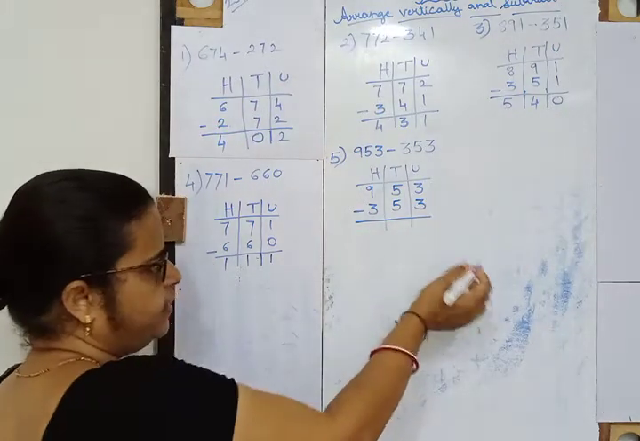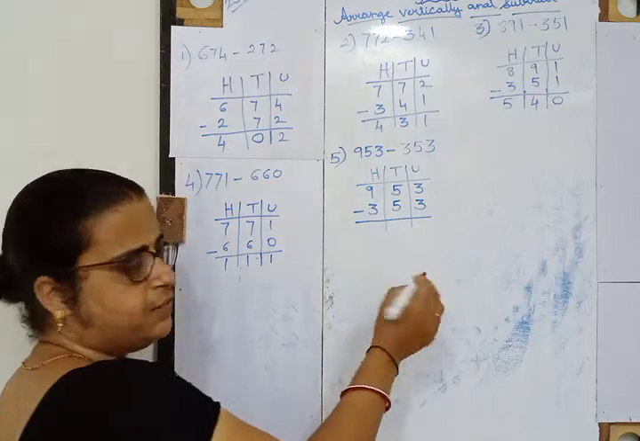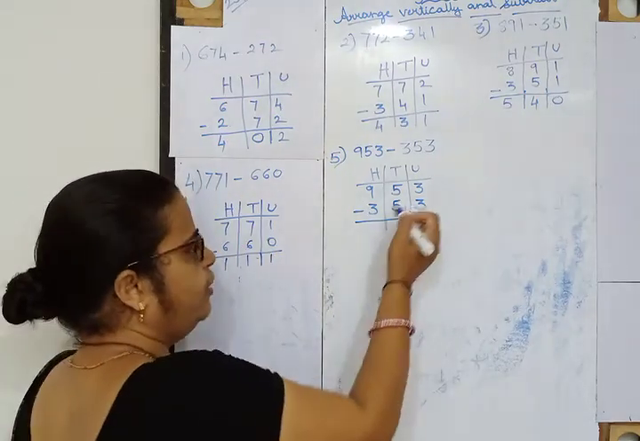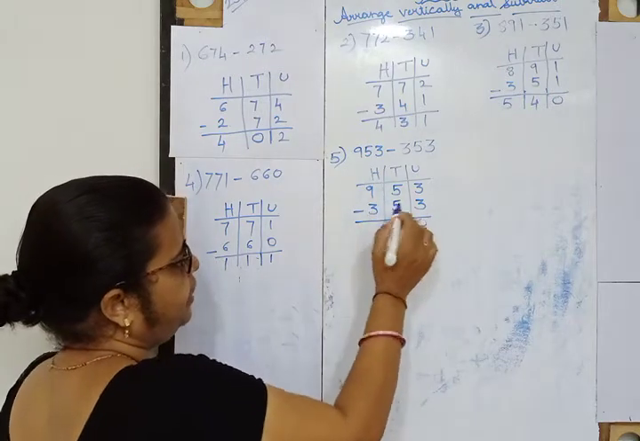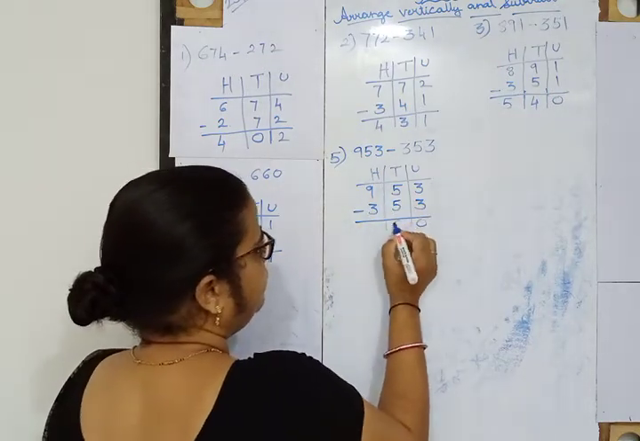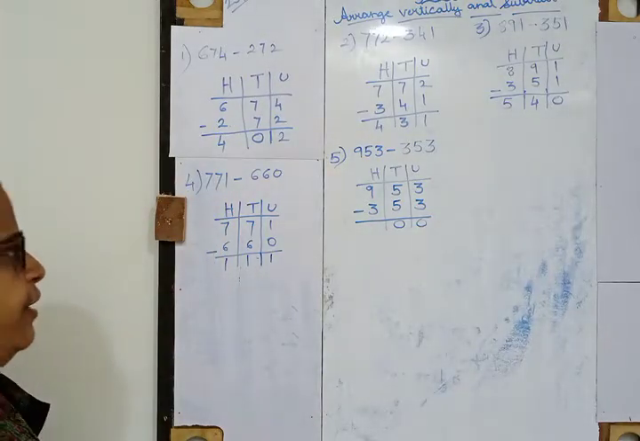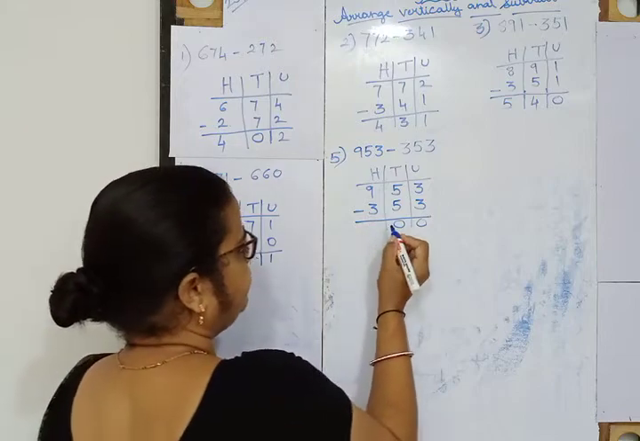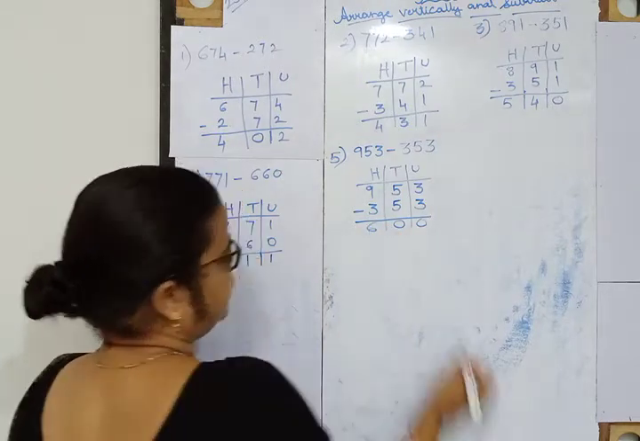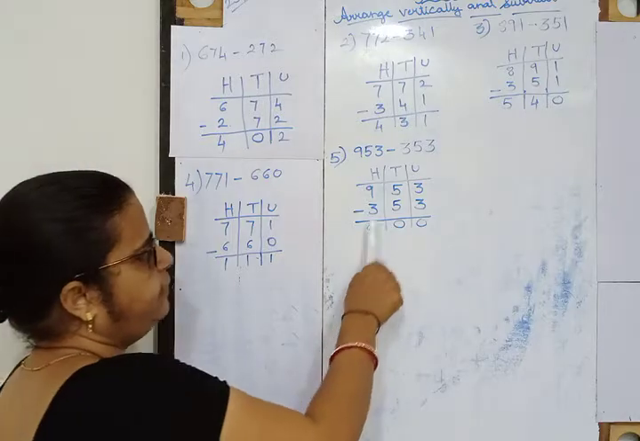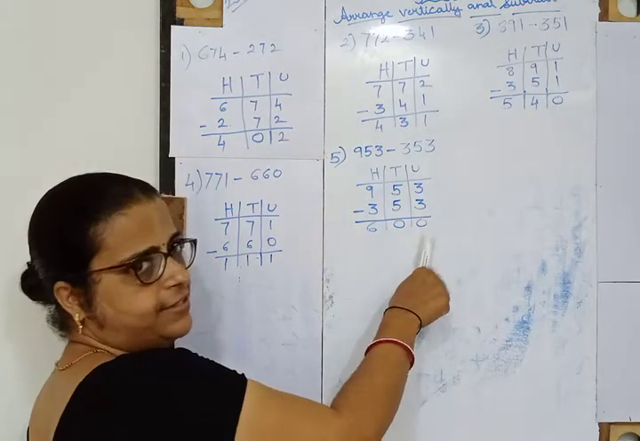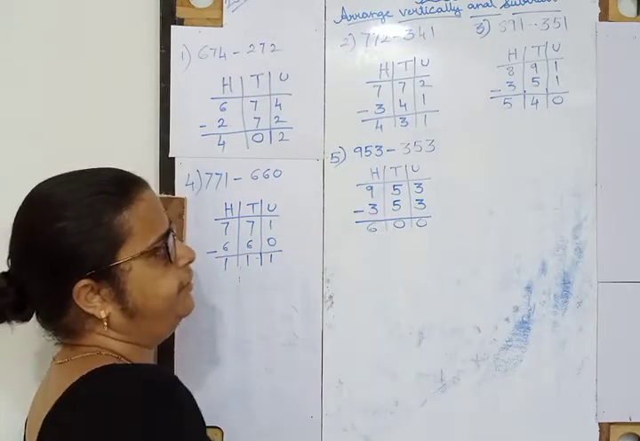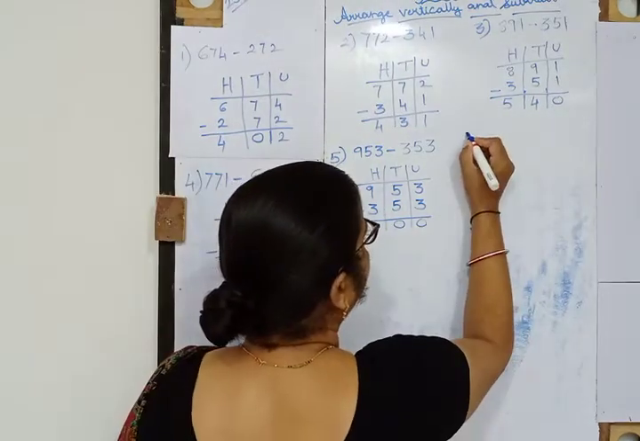In the units column, 3 units minus 3 units we get 0. Then in the tens column, 5 tens minus 5 tens we get 0. In the hundreds column, 900 minus 300 we get 6. So 600, 0 tens, 0 units, that is 600. Your answer is 600. So next example.